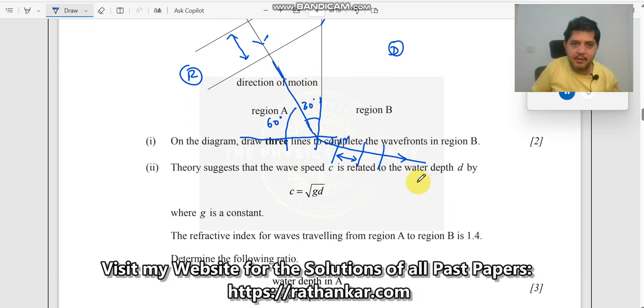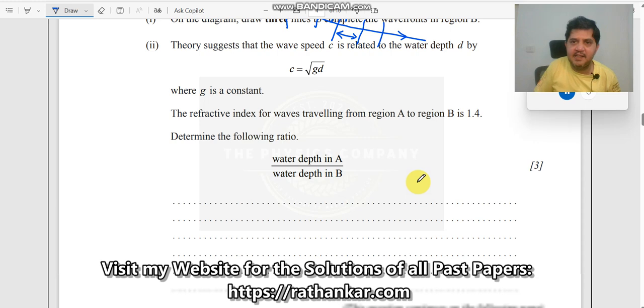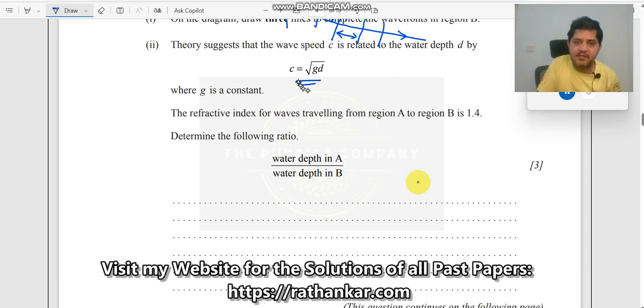Let us move on to the next one. The problem suggests that the wave speed C is related to the water depth D by C equal to root gD. C is a velocity, g is some constant, D is nothing but the depth. The refractive index is given over here. Determine the following ratio: water depth in A divided by water depth in B. So if I take the ratio here, CA divided by CB is equal to root of g times DA divided by root of g times DB. The g's cancel away and I get this.